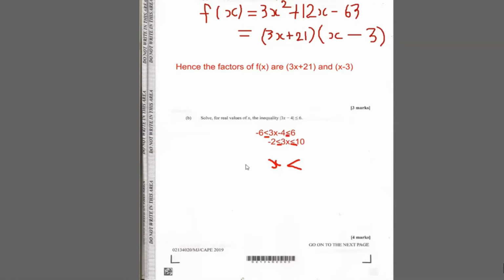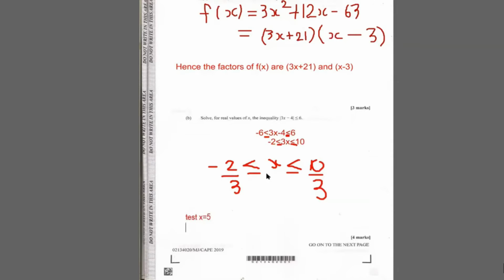So x is going to be between minus 2 over 3 and x is less than 10 over 3. And if you don't believe this, check your answer. So check. How do you check? Put a number between these two. So test. Let's test x equals 5.